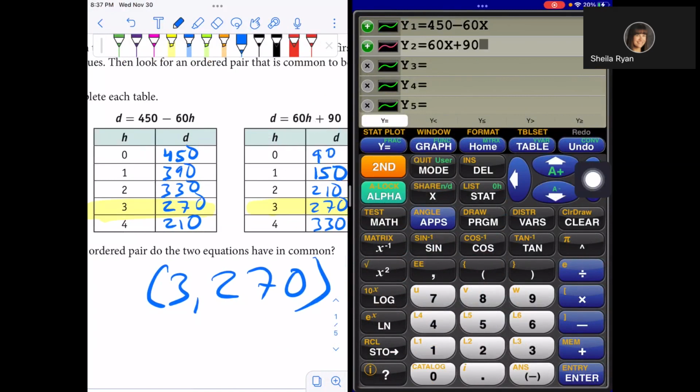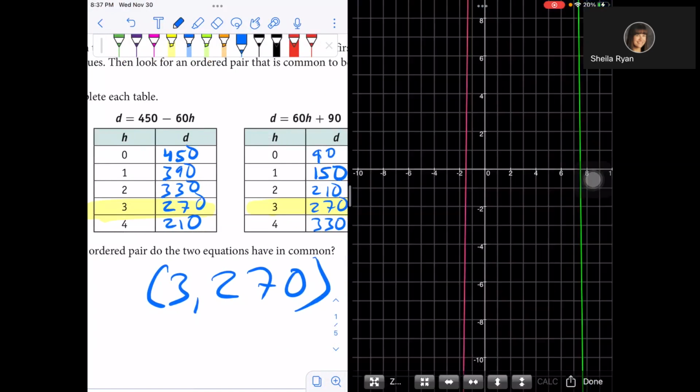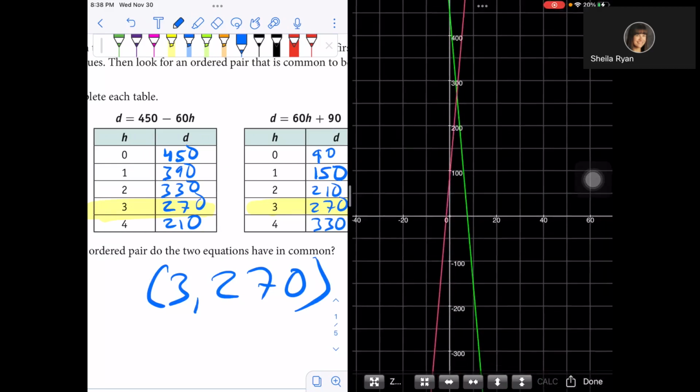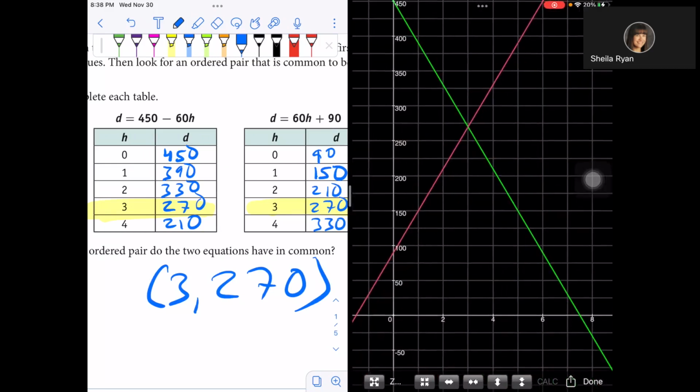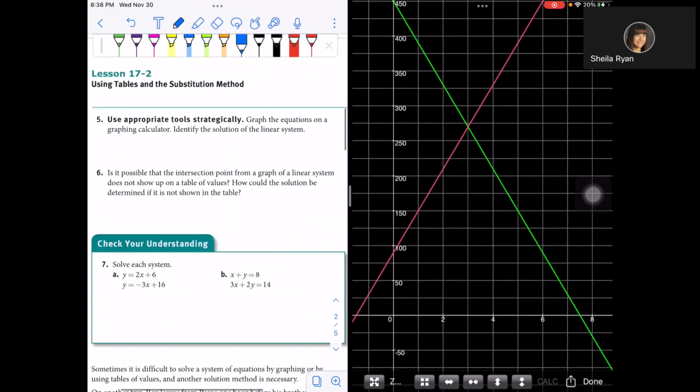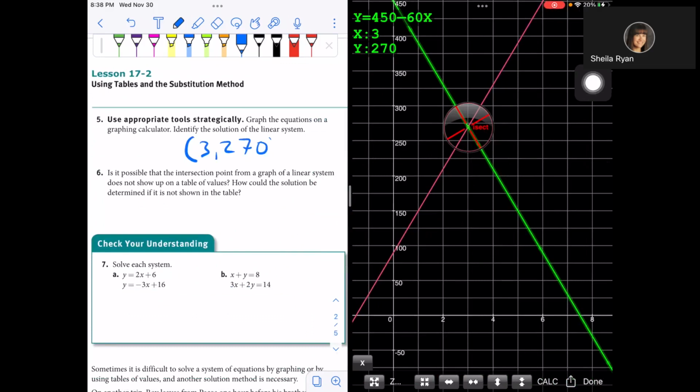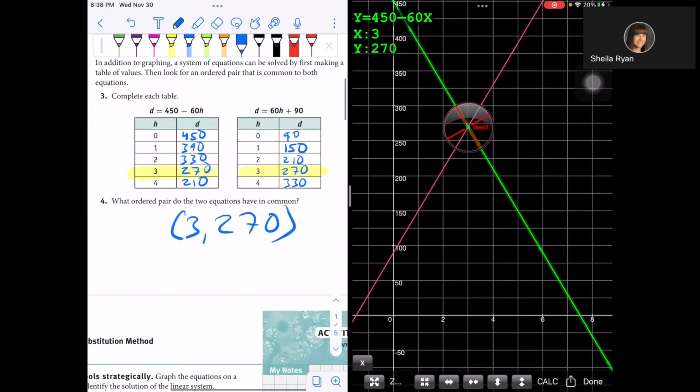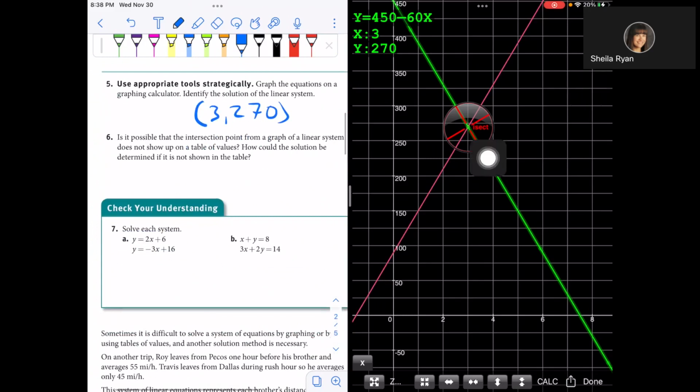So when we hit graph, you would be doing the Zoom 6 if you're on the yellow calculator. I'm going to zoom out. You know what? Zoom 6 is not going to be helpful for this question because the numbers are so big. So maybe if you want to stay with me on the iPad app. We can see the intersection. And if you tap that intersection, it'll come up and say the intersection is 3 and 270. So it's the same point that we saw in common in the tables. 3, 270 is also the intersection.